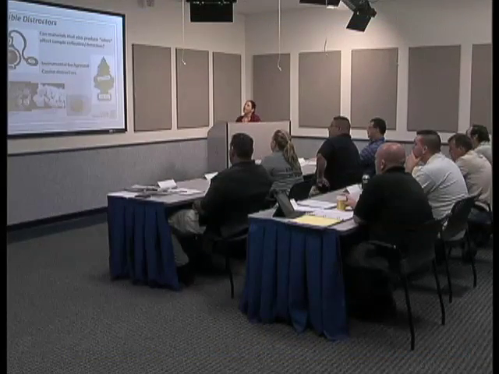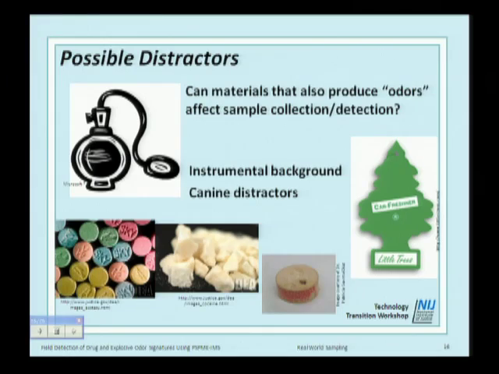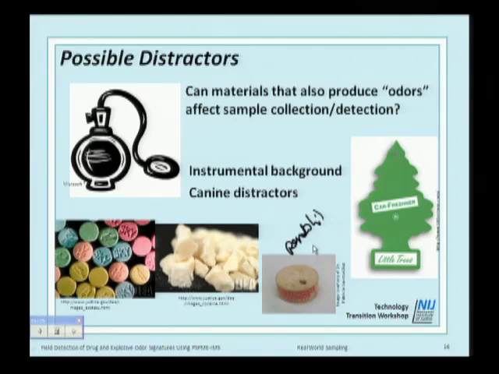Okay. Now there are possible distractors, whether you're employing a biological detector such as a trained canine or an instrument. These materials can produce extraneous odors that might affect your sample collection and detection. So these could possibly be perfumes or a car freshener within a vehicle, and they might cause interference with the drugs, the volatiles that you're extracting from the drugs or the explosives. So here we have pentolite explosive, and then we have cocaine and MDMA as examples.